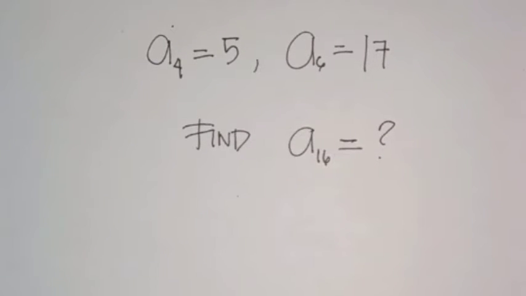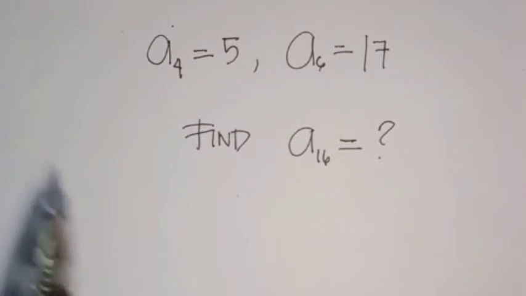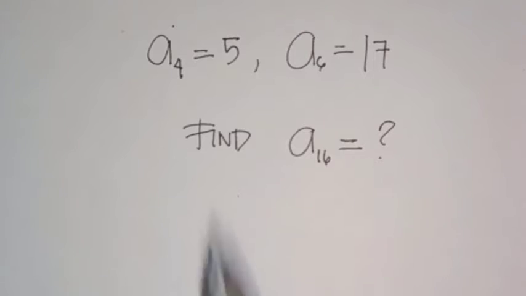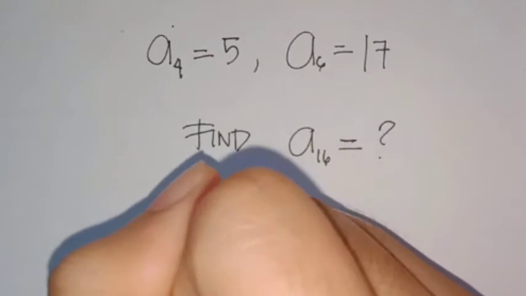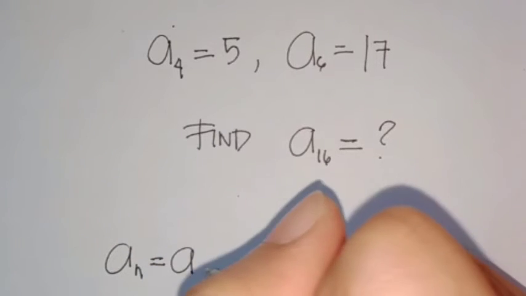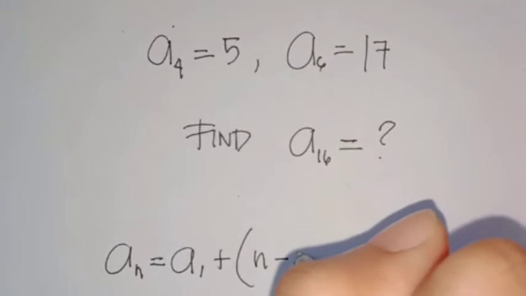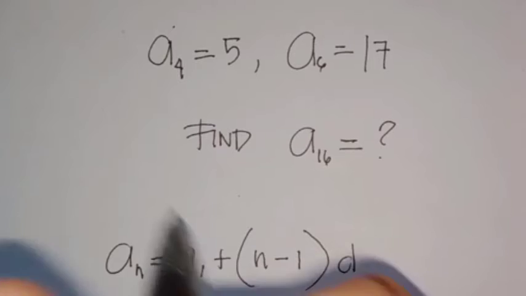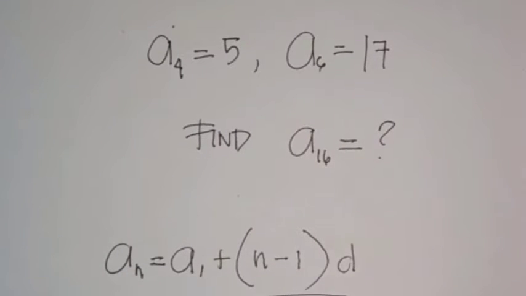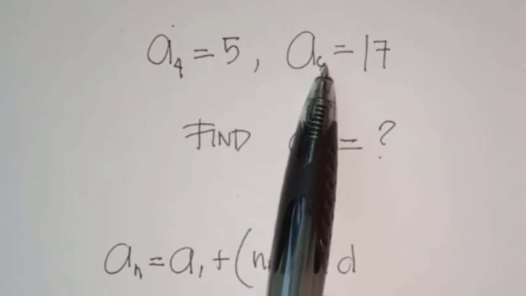So, we have here the formula to get this a sub 16. The formula is a sub n equals a sub 1 plus n minus 1 times d. So this is our formula. Since, as you can see, we only have a sub 4 and a sub 6, we don't have the a sub 1. So what are we going to do now?